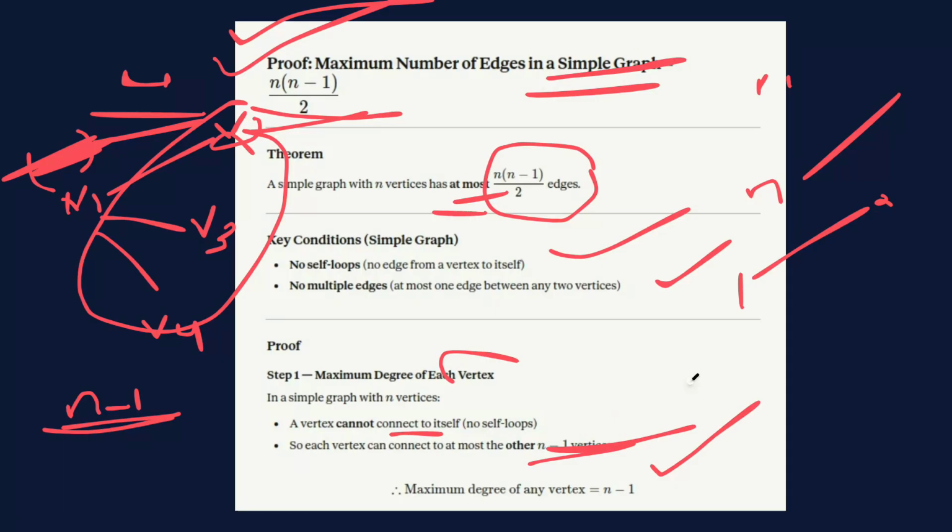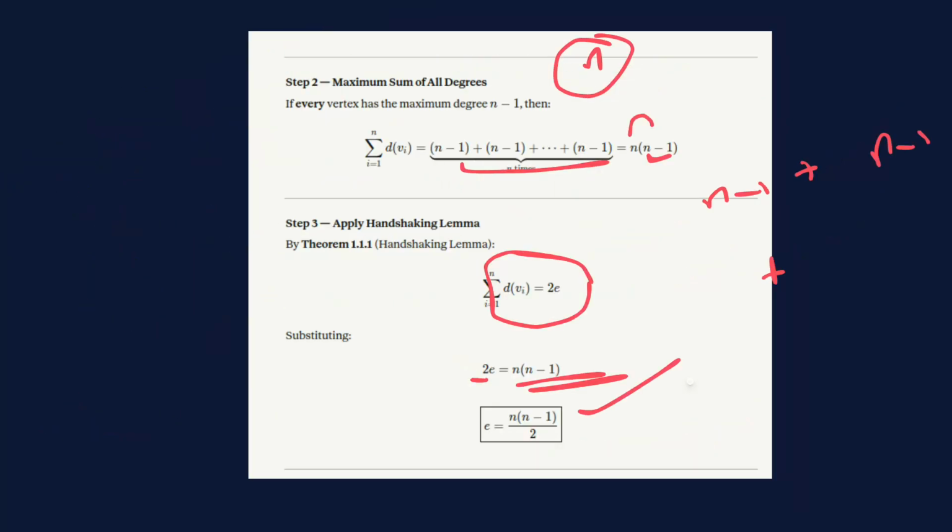So if you have a simple graph with n vertices, then one vertex can connect to at most n minus 1 vertices. So the maximum degree possible for one vertex would be what? N minus 1. So if I am finding the summation of degrees of all the vertices, for one vertex it is n minus 1, so for n vertices it would be what? N into n minus 1. So in the handshaking lemma, we put this LHS equal to 2e. So e is equal to n into n minus 1 by 2. Okay.